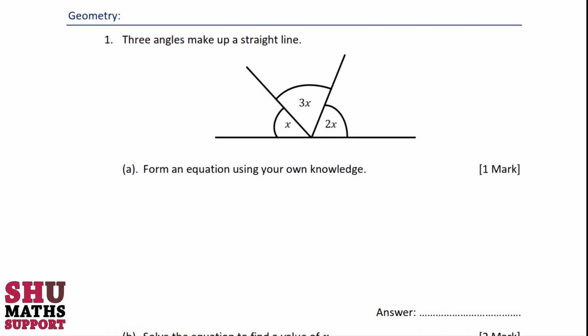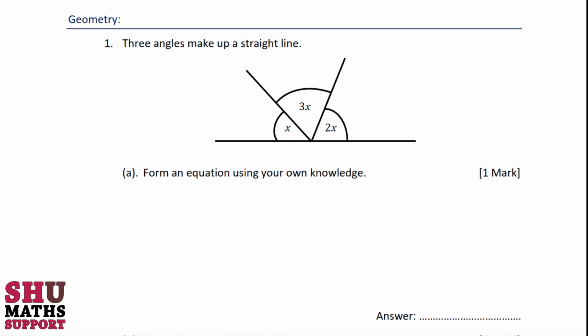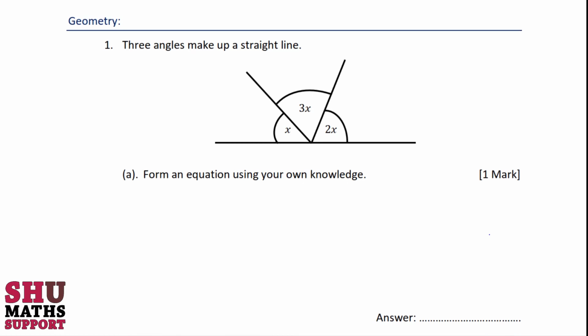So next we're going to move on to a different style of problems. These are geometry problems. And the first question tells us that three angles make up a straight line. The three angles that we have are x, 3x and 2x. And it's asking us to form an equation using your own knowledge.